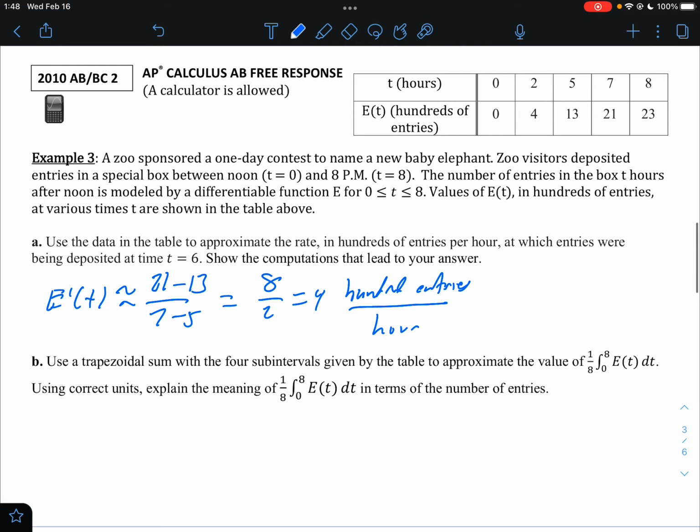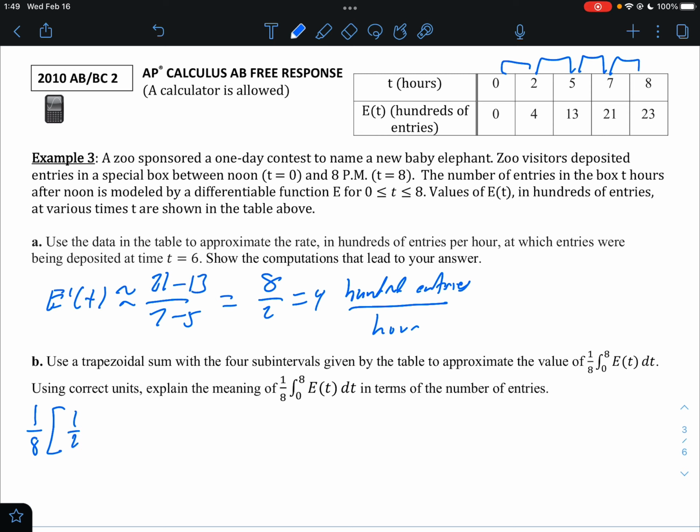Question B, use a trapezoidal sum with 4 subintervals given by the table to approximate 1 over 8 the integral from 0 to 8 of E. Use correct units and explain the meaning of it in terms of number of entries. Well, as soon as we see that 1 over 8 times the integral, we know this is an average value, right? So it's going to be 1 over 8 times, now we're going to use a trapezoidal sum. So 4 trapezoids, 1, 2, 3, 4.